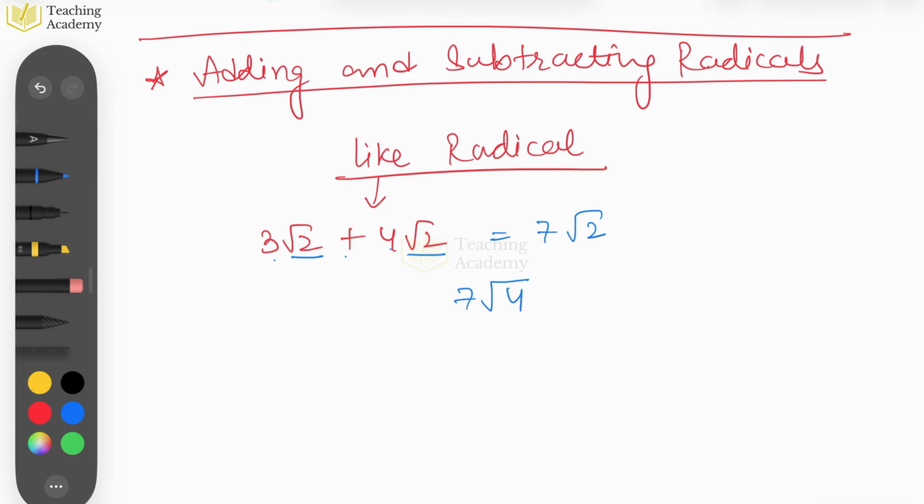So you need to understand that when you see the like terms, you just write it as it is. Only the front numbers or the whole numbers are going to be added or subtracted according to the integer rules. Okay.